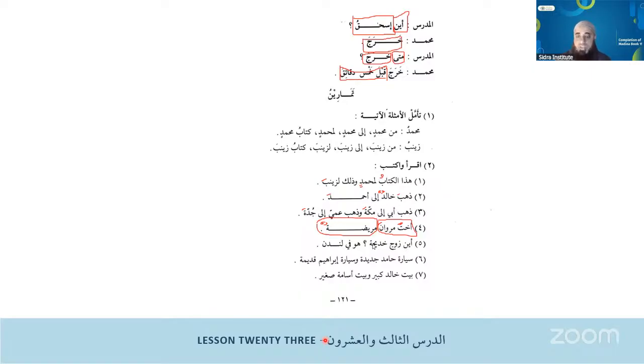أين زوج خديجة? أين means where, زوج means husband, spouse. So where is Khadija's husband? Okay, so Khadija it is غير منصرف. Why? It's مؤنث بالتاء and also its alam is a proper noun. So where is Khatija's husband? تركيب wise أين will be خبر مقدم. زوج خديجة will be مبتدا مؤخر.